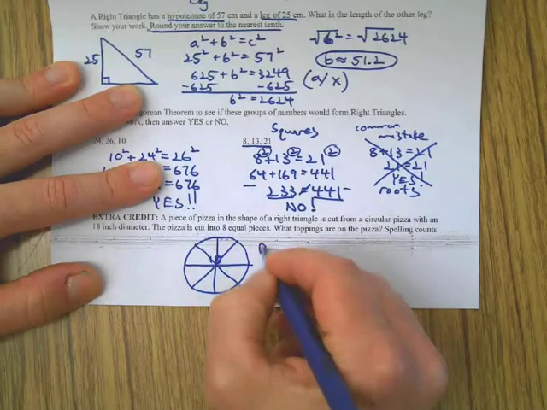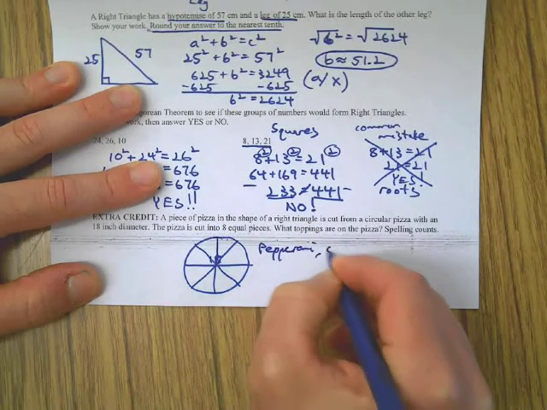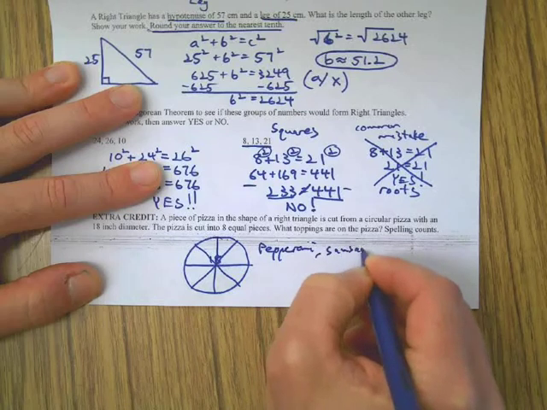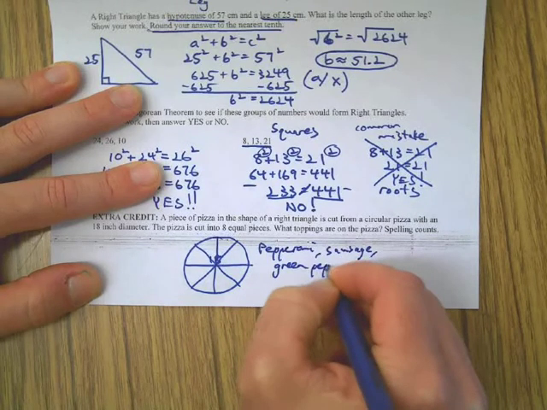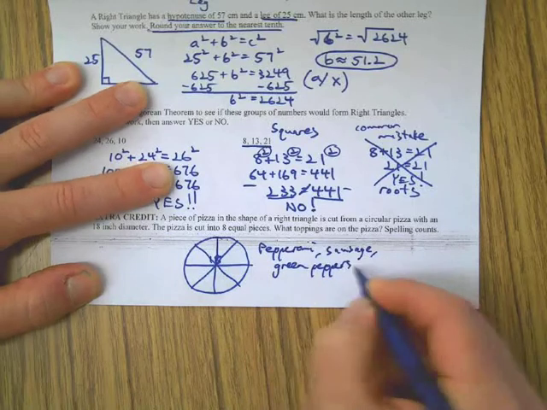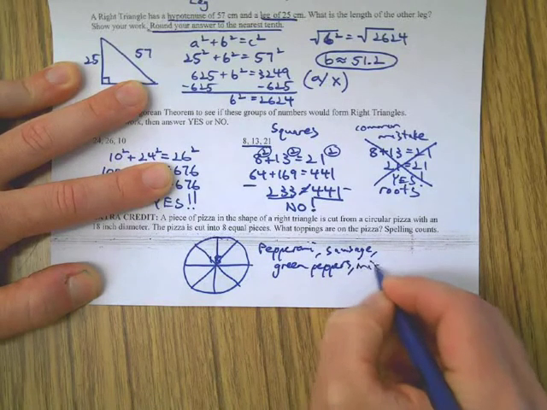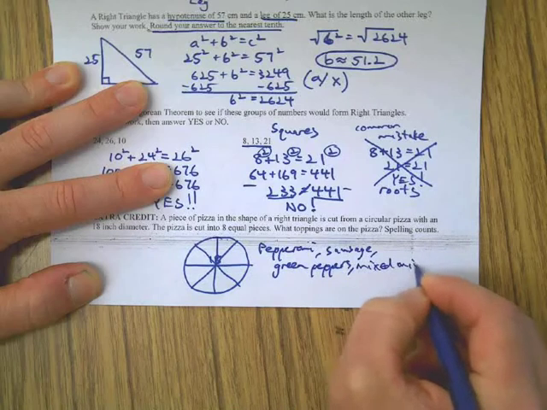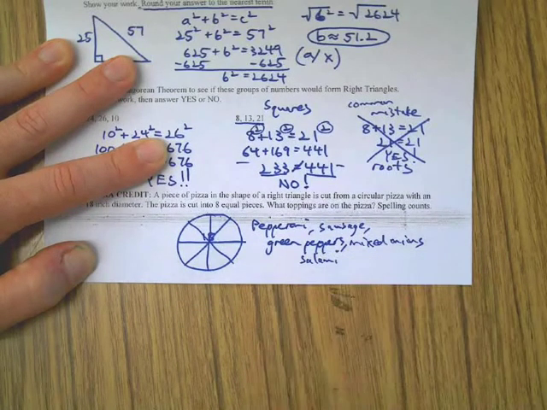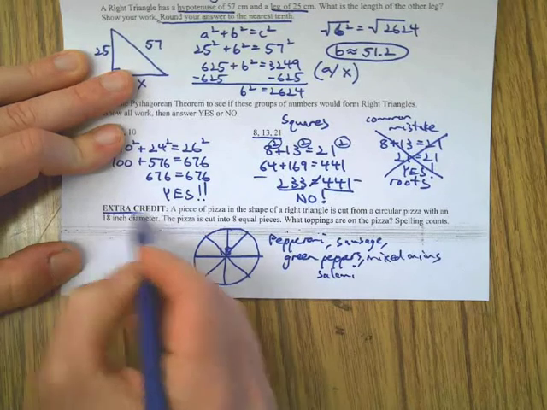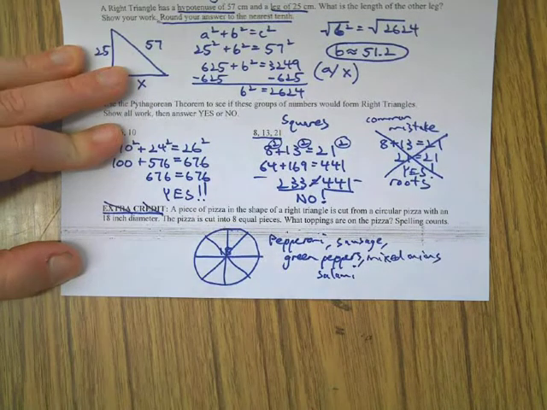Well, of course, you're going to have pepperoni, sausage, green peppers. A lot of you missed that. A few mixed onions, maybe. And salami. Okay, there we go. Of course, that was a joke, just like extra credit is a joke. Okay, but hopefully it made you smile.